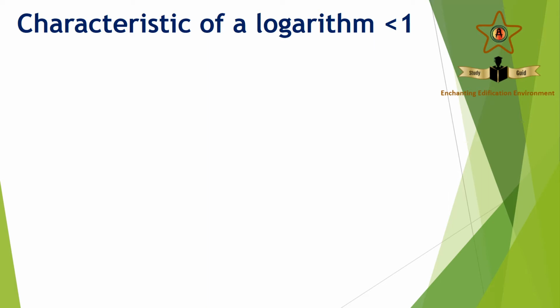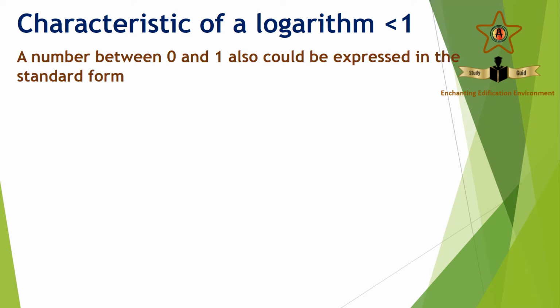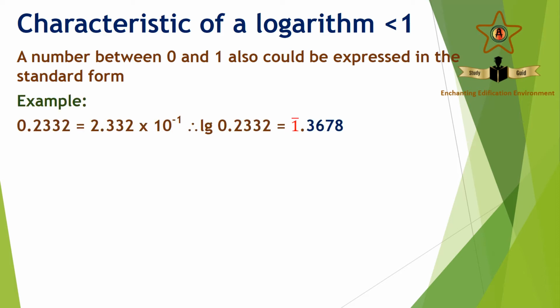Characteristic of a logarithm less than 1. Any number between 0 and 1 also could be expressed in the standard form. 0.2332 is 2.332 into 10 to the power minus 1. So the logarithm of 0.2332 is going to be bar 1 3678.